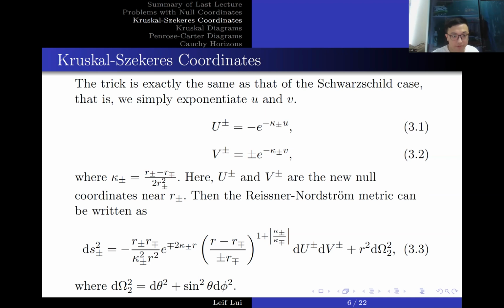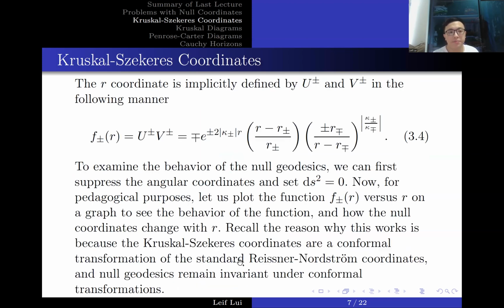Then the Reissner-Nordström metric can be written as follows. And this derivation is quite long, but you can actually do it. I've shown how to do it in the Schwarzschild case, and it's essentially the same here. Here, to save writing, I wrote omega 2 squared as the angular coordinates on the 2-sphere. But the r coordinate is defined implicitly by u plus or minus and v plus or minus in the following manner. And to examine the behavior of the null geodesics, similar to before, we can suppress the angular coordinates and set ds squared to 0.